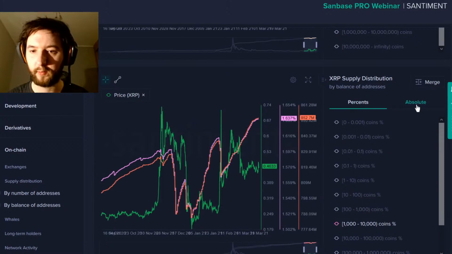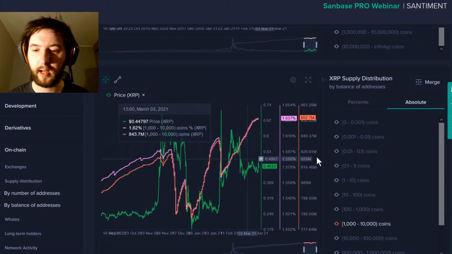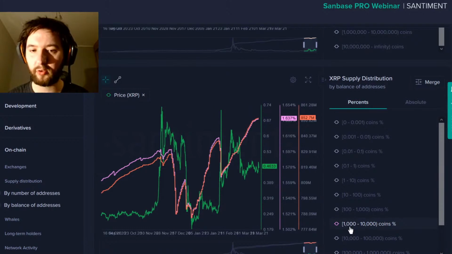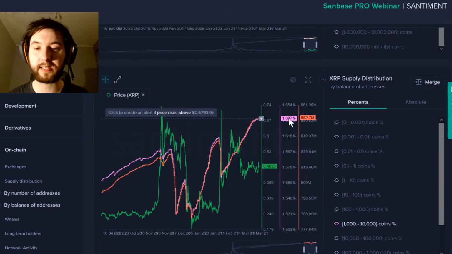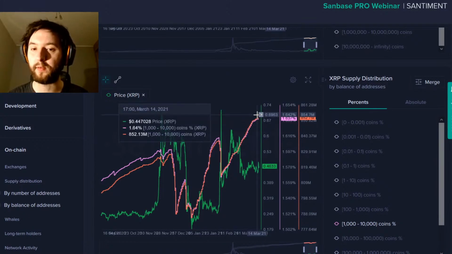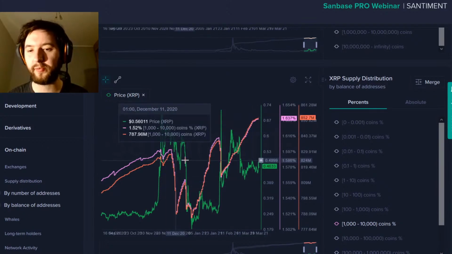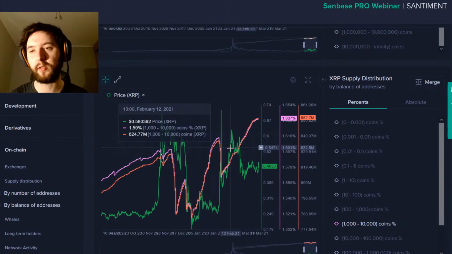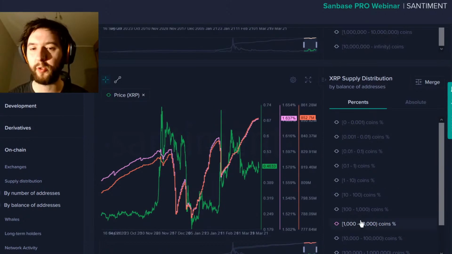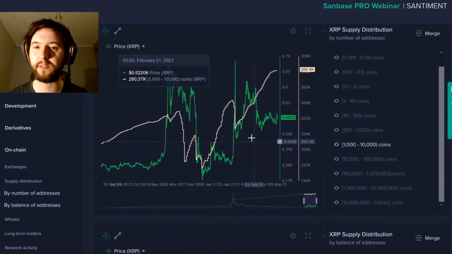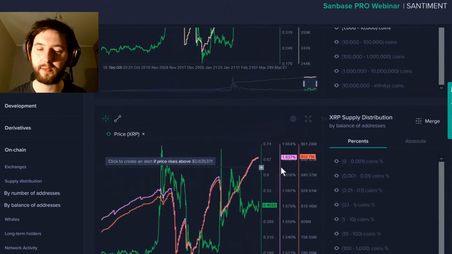So for example, here we go. The amount of XRP being held by addresses holding between 1,000 and 10,000 XRP is 1.6% of the total XRP supply, or about 852.7 million coins at the moment, right? So, I mean, it doesn't really matter all that much which one of these you look at, unless there are massive changes in the supply of a coin. But this is the difference between these two groups of metrics.